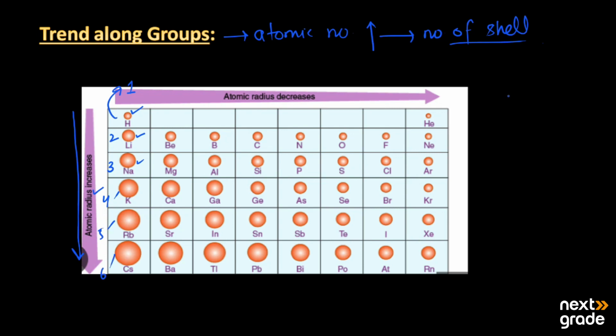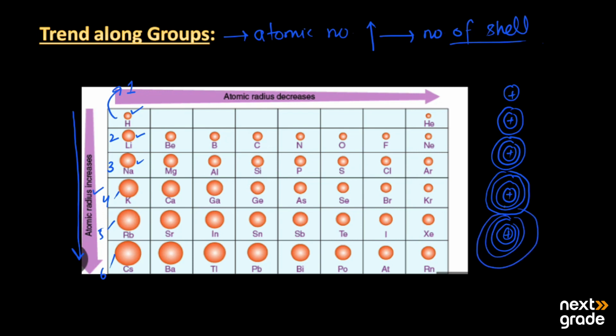As the number of shells increases, the size of an atom also increases when we move from top to bottom. This is because of the increase in the atomic number and the increase in the number of shells. So this is the atomic size trend. All this happens in all the groups, from group 1 to group 2, group 3, 4, 5, and to group 8. So this is the increase in the size of an atom.